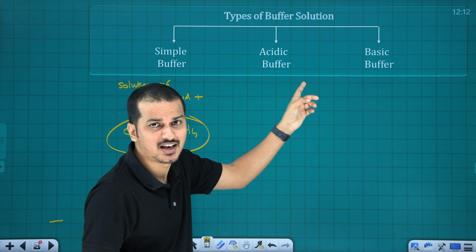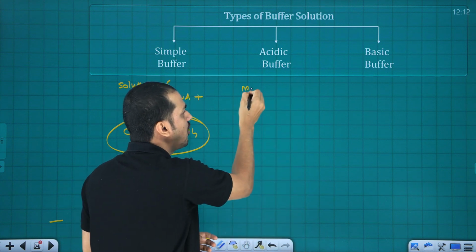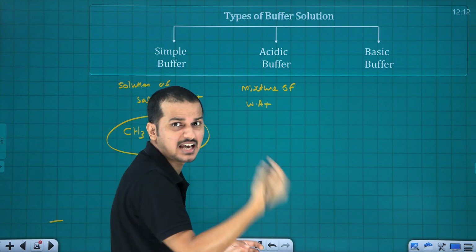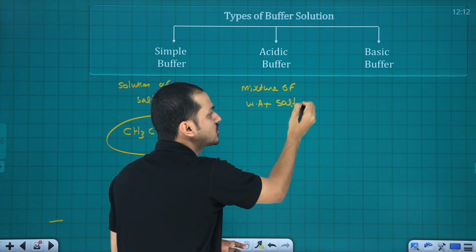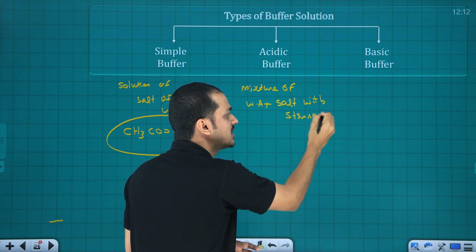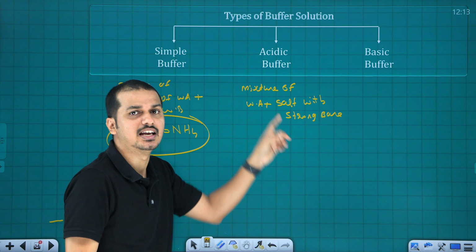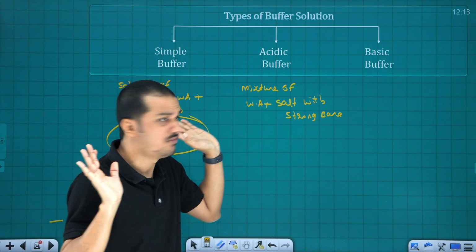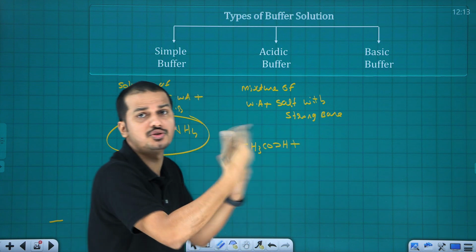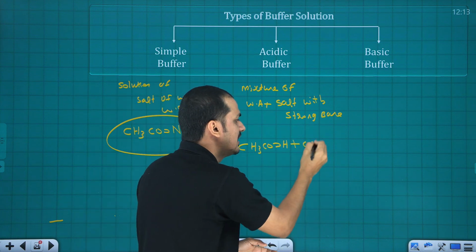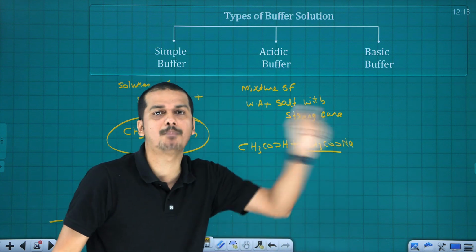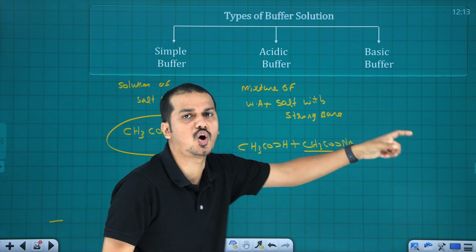And what about acidic buffer? It is a mixture of weak acid plus salt with a strong base. Or else we can tell like that, weak acid and its conjugate base. That's it. Weak acid CH3COOH and its conjugate base containing salt, which is CH3COONa. The conjugate base is CH3COO minus. That containing salt is CH3COONa.